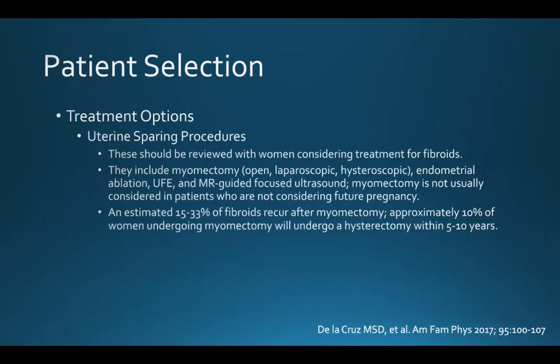UFE is one of several uterine-sparing procedures, and these should be reviewed as well with women considering treatment for fibroids. They include myomectomy, which can be open, laparoscopic, or hysteroscopic, endometrial ablation, embolization, and MR-guided focused ultrasound. Myomectomy is not usually considered in patients who are not considering future pregnancy. An estimated 15 to 33% of fibroids recur after myomectomy. In other words, approximately 10% of women undergoing myomectomy may undergo a hysterectomy within 5 to 10 years.